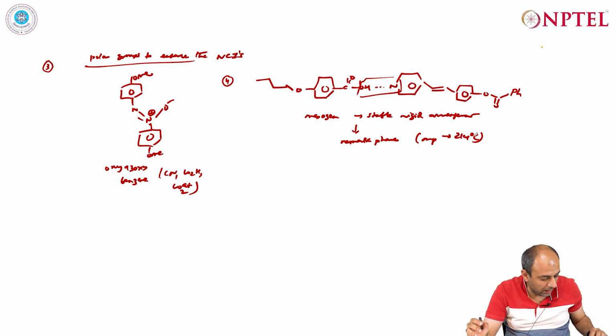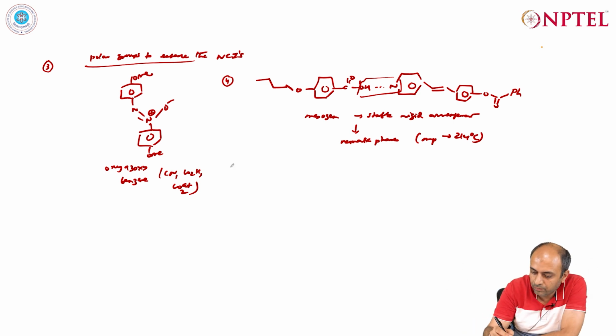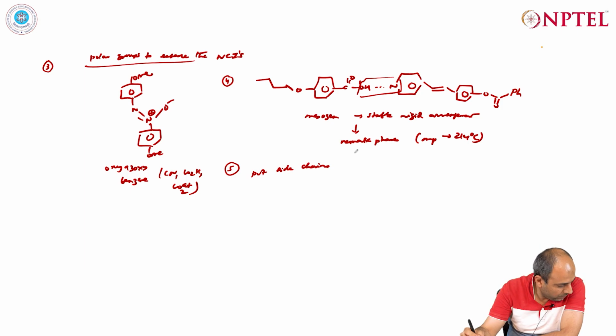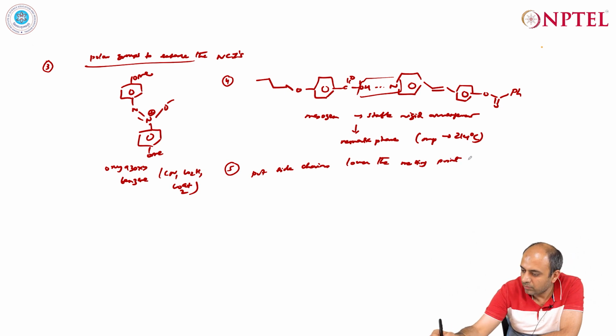Okay, so we have a representation of a supramolecular liquid crystal system, and we can also have other examples as well, where we can actually put side chains that will lower the melting point of these systems.